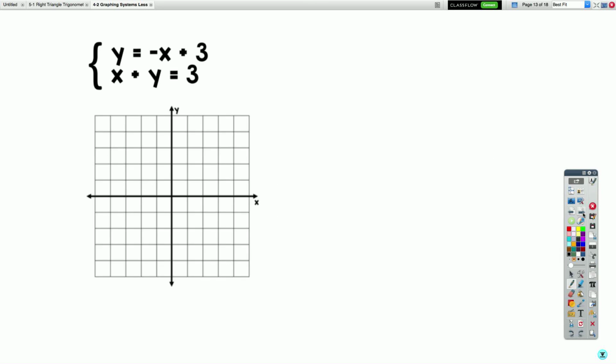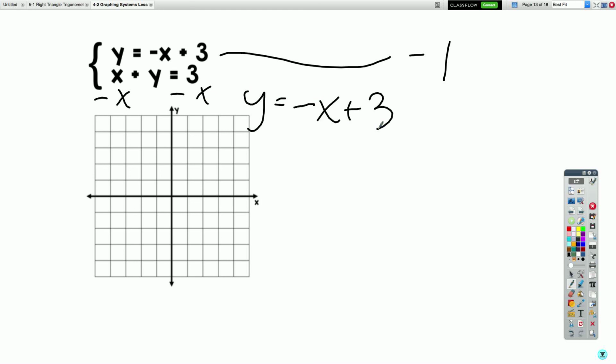Okay. On this one, what's the slope for the first one? -1. For this one, to put it in slope-intercept form, you would subtract x, so then you get y equals -x plus 3. The slope for that one's -1 as well, right? But is it no solution or is it all real numbers? Why? They're the exact same line, right? So that's all real numbers.